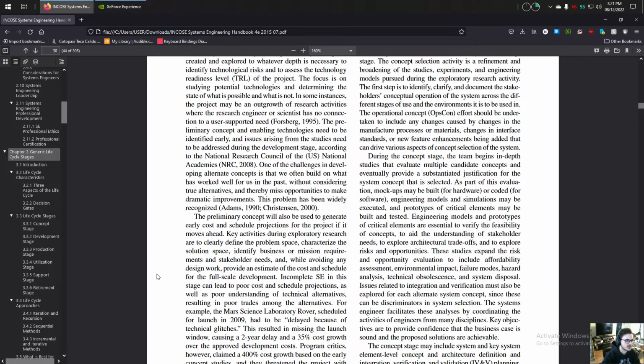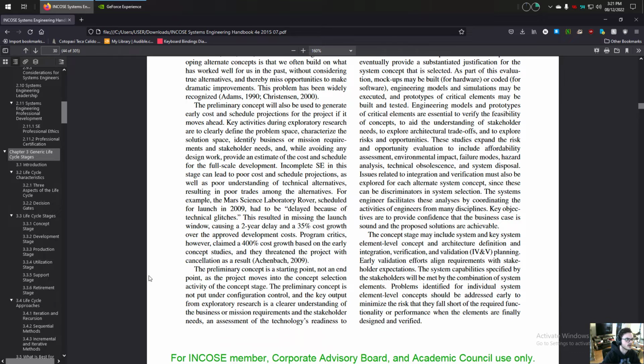The preliminary concept will also be used to generate early cost and schedule projections for the project if it moves ahead. Key activities during exploratory research are to clearly define the problem space, characterize the solution space, identify business or mission requirements and stakeholder needs, and, while avoiding any design work, provide an estimate of the cost and schedule for the full-scale development.